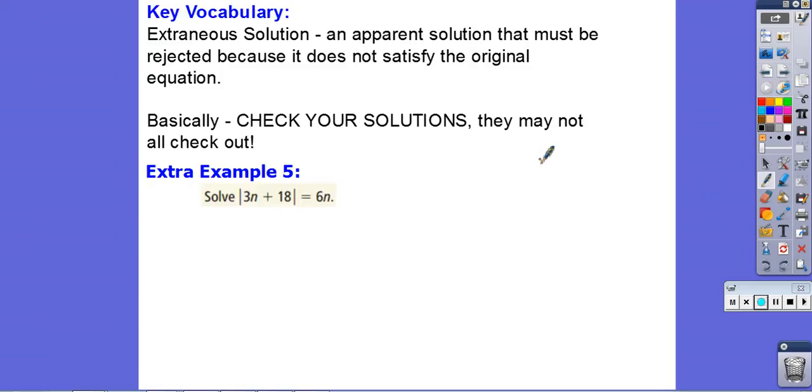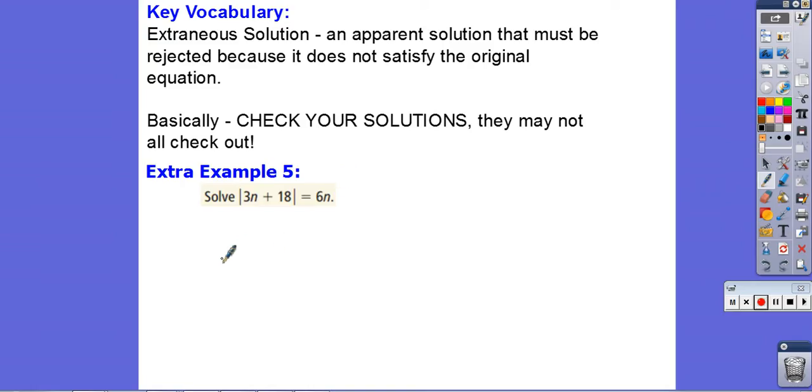Alright, so some key vocabulary you need to know in this section is extraneous solution. Extraneous basically means extra or not needed. So an extraneous solution is one that doesn't actually check out and satisfy the original equation. So basically, anytime there is a variable on both sides of the equal sign, you must check your solutions, because your solutions may not all check out, they may be extraneous.